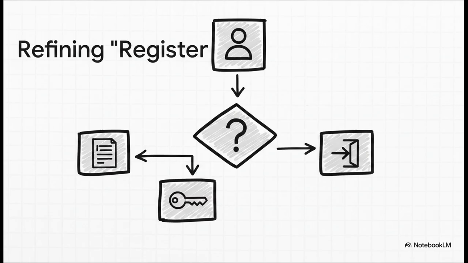Then, the system has to figure out if they're a new customer or an existing one. If they're new, they'll need to enter their details and create a login. If they're not, they'll just sign in with their email and password. See how we went from a big idea to very specific, concrete actions? You just keep doing this for every single subfunction.